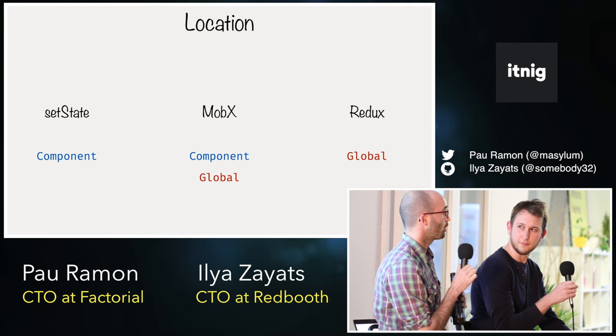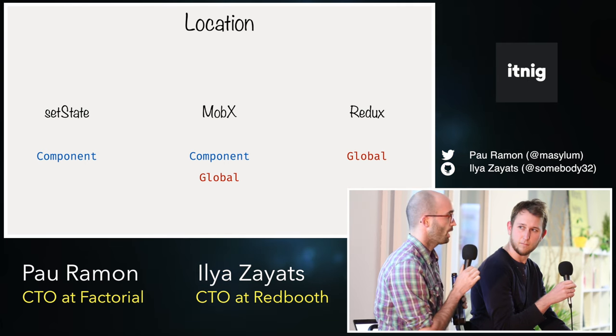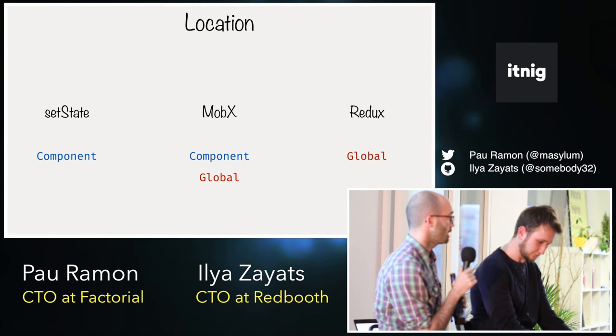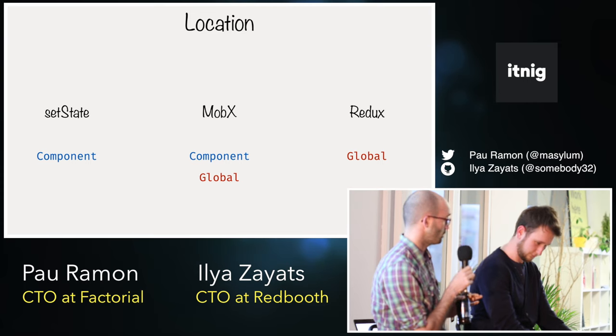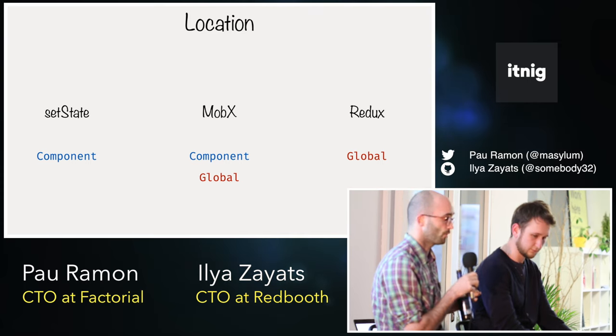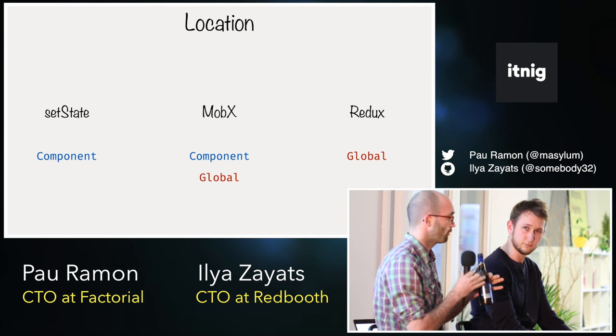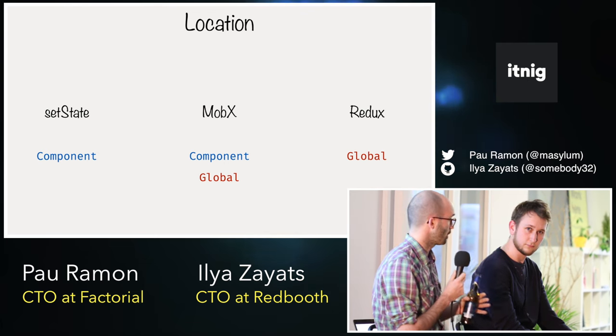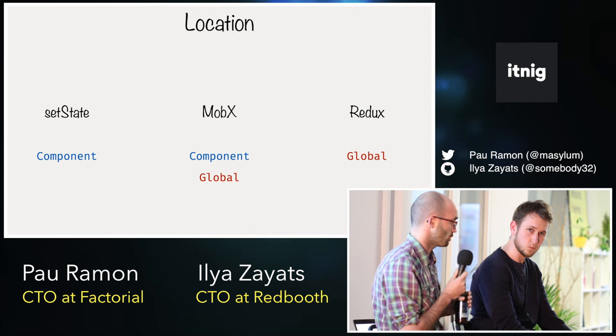And I don't think we've talked about complexity. I think both MobX and Redux are quite complex to master. I would say MobX is easy to get started with. You can get your first store and your first reactions pretty quickly. But when you want to understand what's going on and you want to master it, it can also be challenging.